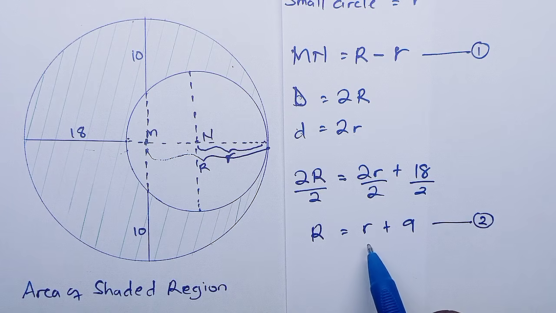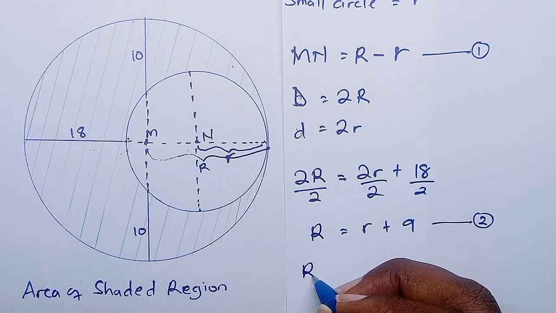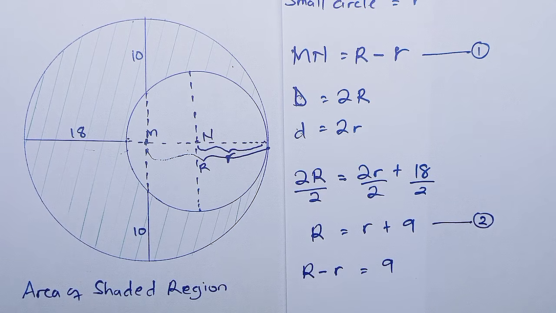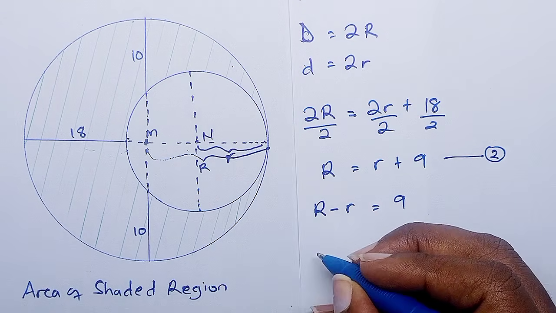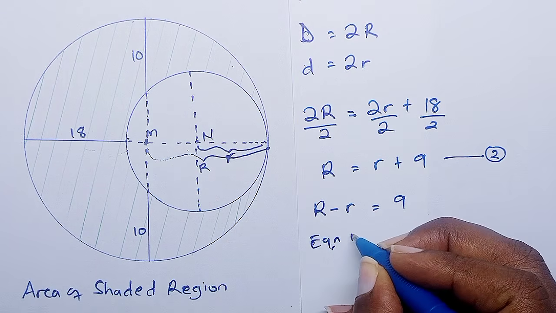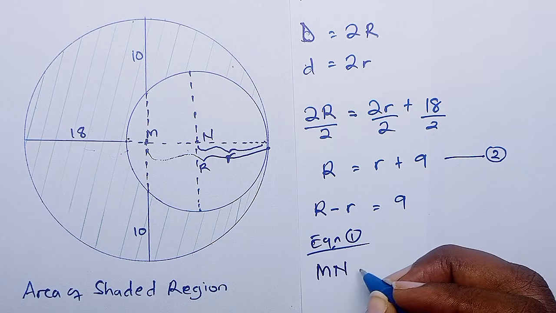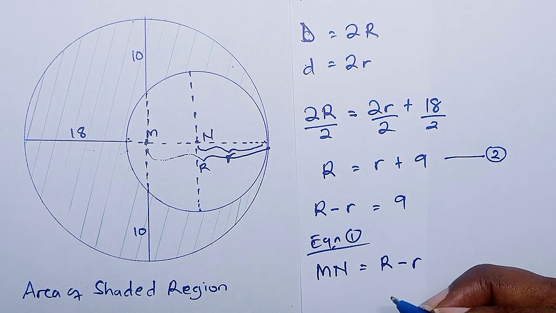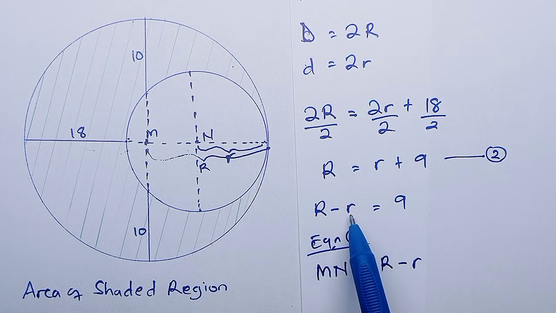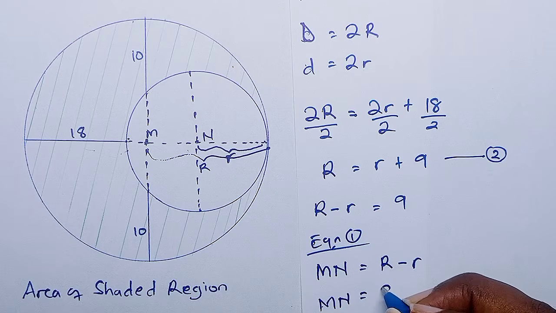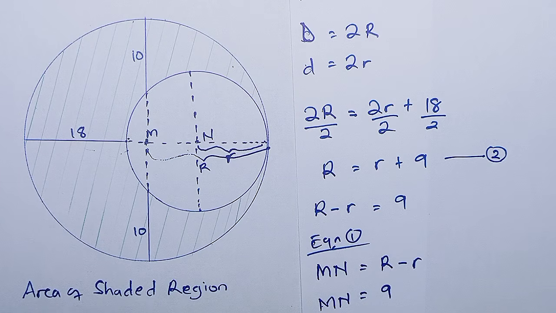Now here, when we take small r this side, we shall have capital R minus small r being equal to 9. Therefore, from my equation 1, which was MN is equal to R minus small r, now we have got R minus small r as 9. So we replace, therefore MN is equal to 9.